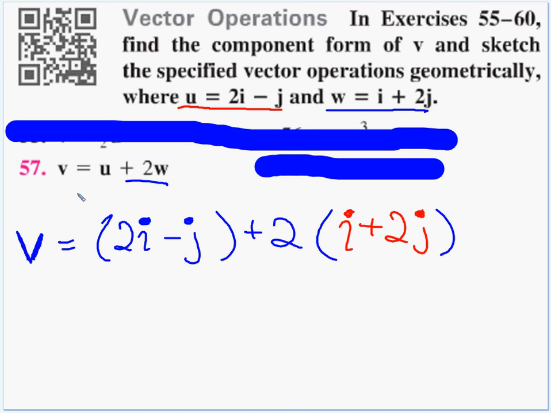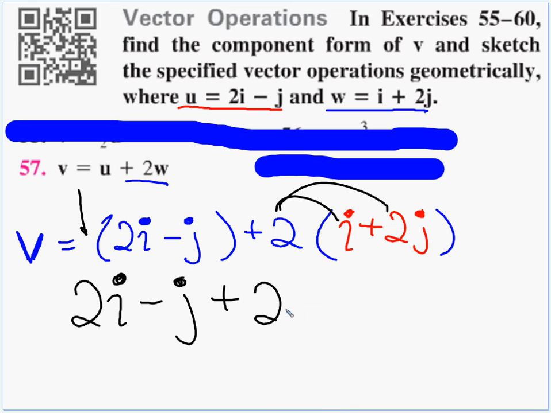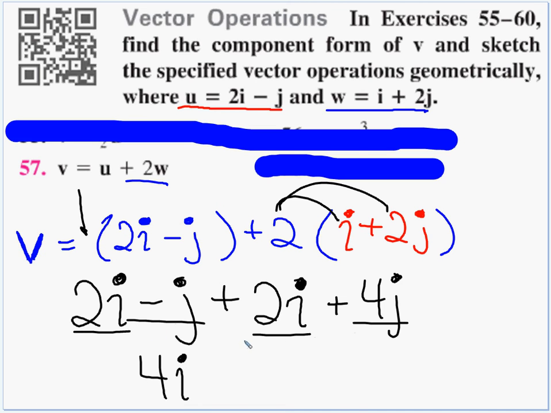So the first one, there's nothing out here to distribute. Technically, we could distribute a positive 1. So we drop the parenthesis, 2i minus j plus 2i plus 4j after distribution. And then we combine terms. We got 2 i's and 2 more i's, so we got 4 of those. A negative 1j plus 3 more is plus 3j.